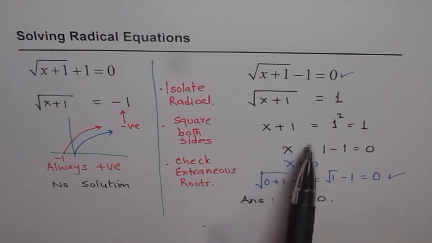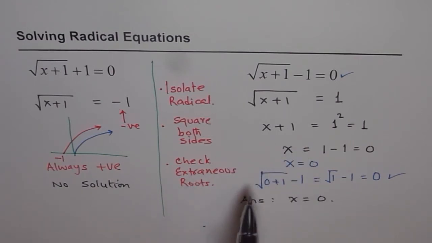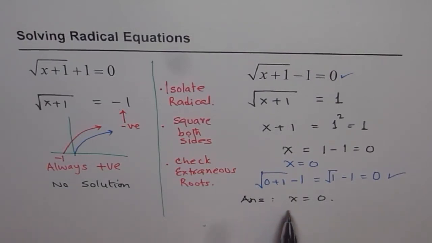Now, remember to check for extraneous root once you get your answer. If the answers are correct, there are no extraneous roots, right? Discard them and then write down your answer with the real solution. That is how you have to solve every radical equation.